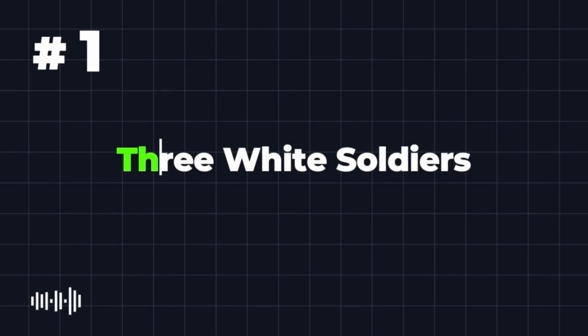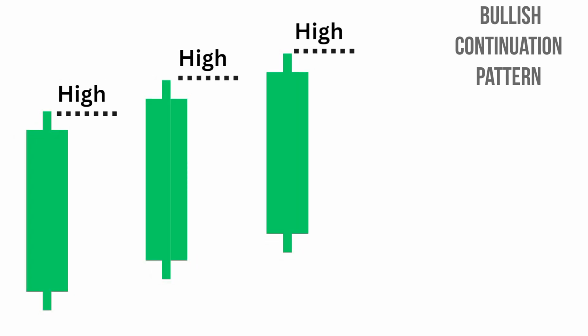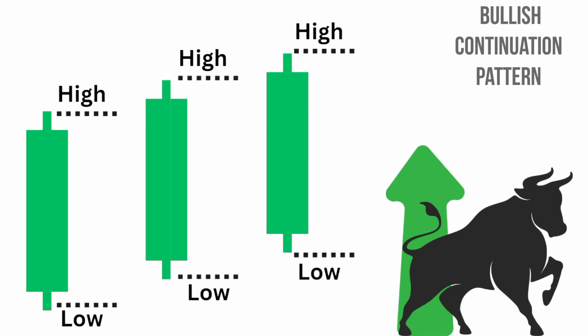Number 1. 3 white soldiers. This bullish continuation pattern consists of 3 consecutive long bullish candles, each with higher highs and higher closes. It signals strong buying momentum and the potential start of a sustained uptrend.